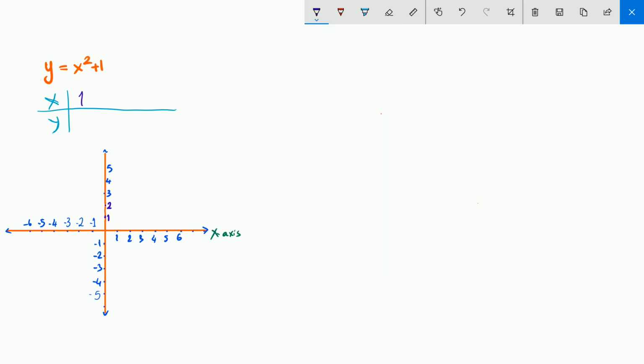Let's say x is 1. When x is 1, we will replace x with 1. It's really easy. y equals x squared plus 1. It's given. Then y equals 1 squared plus 1. y will be 2. So when x is 1, y will be 2. I'm going to place here when x is 1, y is 2.